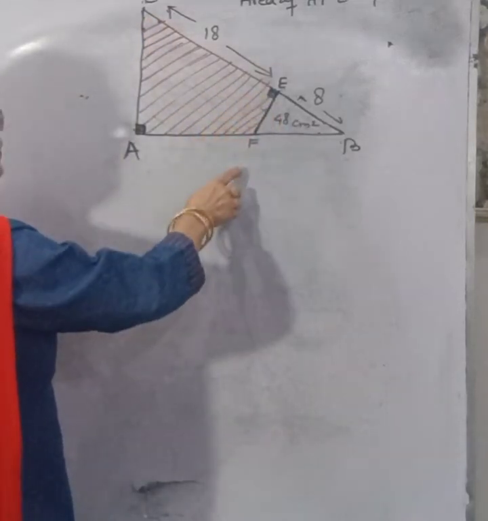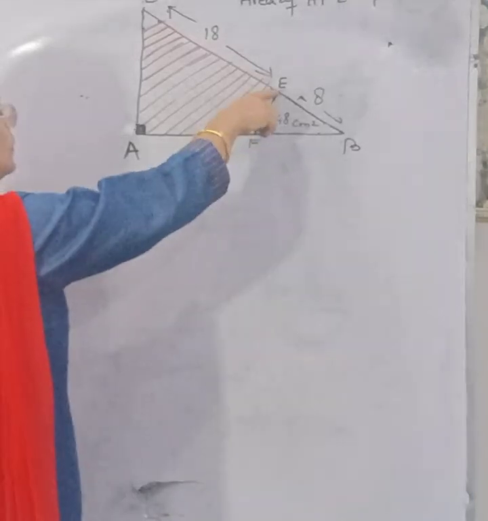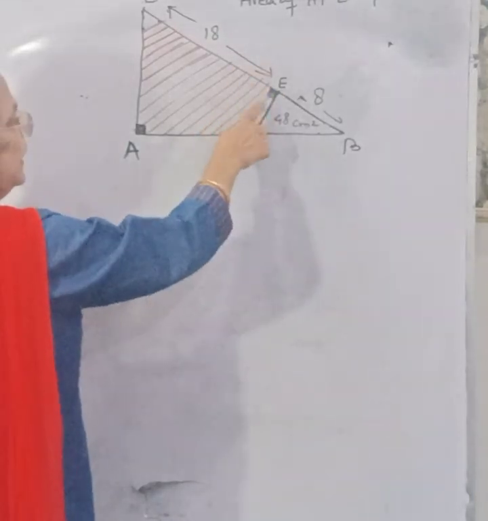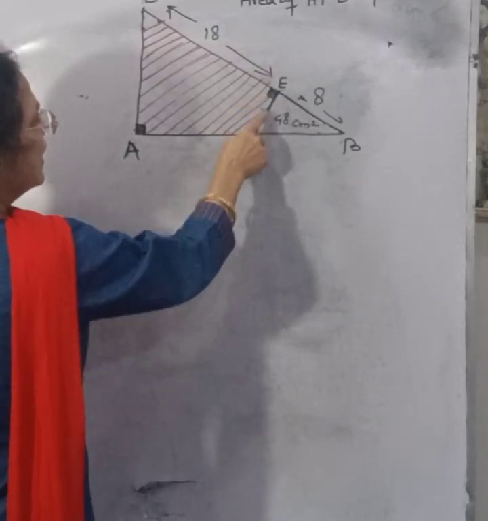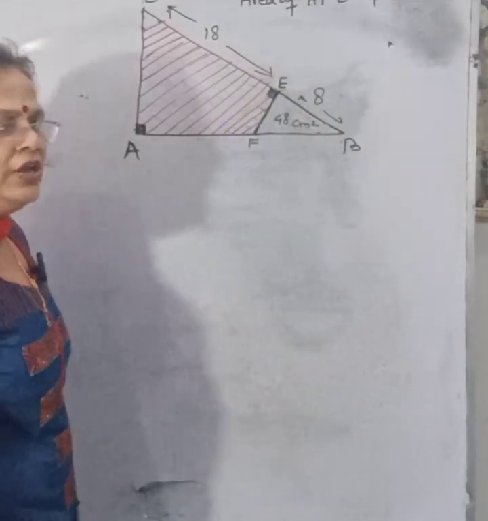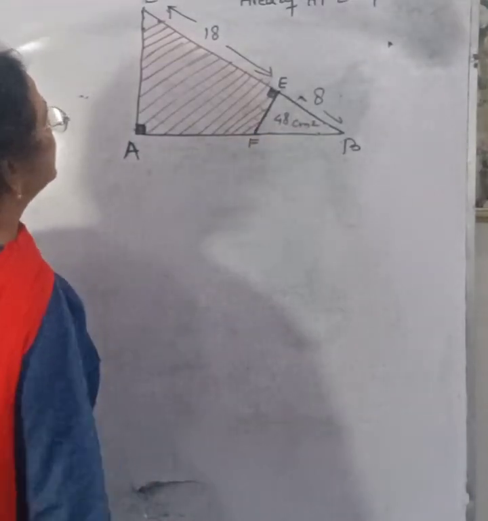A perpendicular is drawn from F on E. This is 90 degree. This is a point F. So that the right angle triangle FEB is there, the area of which is 48 centimeter given to us.